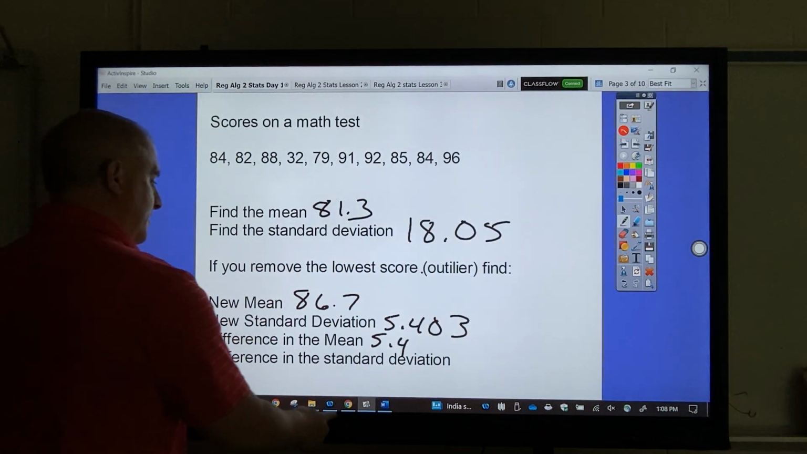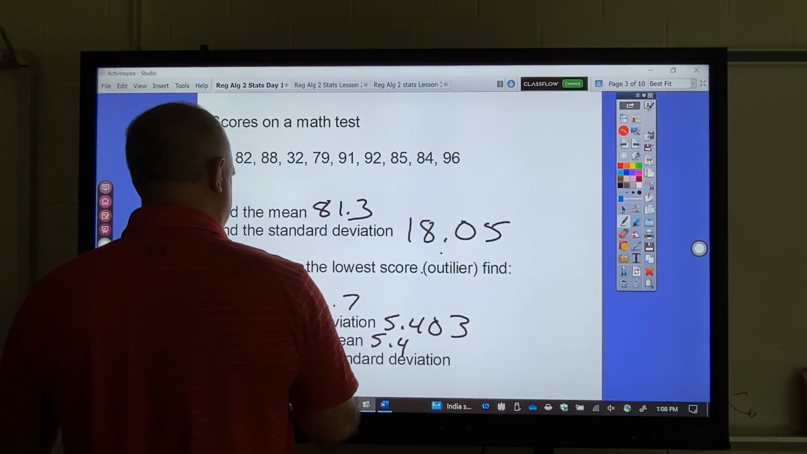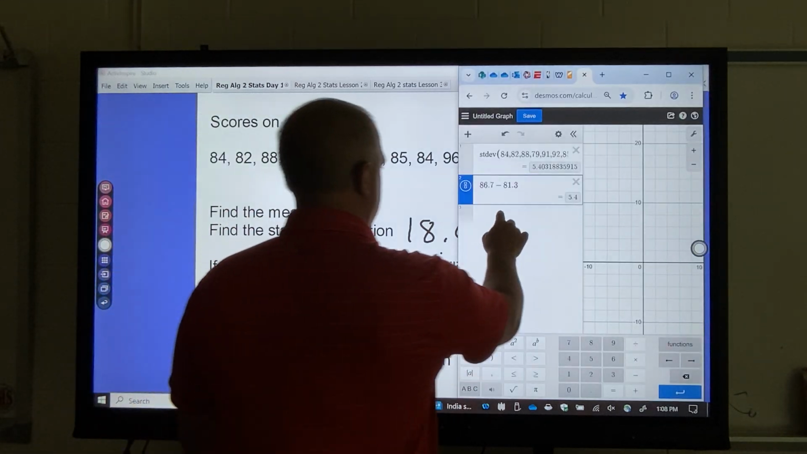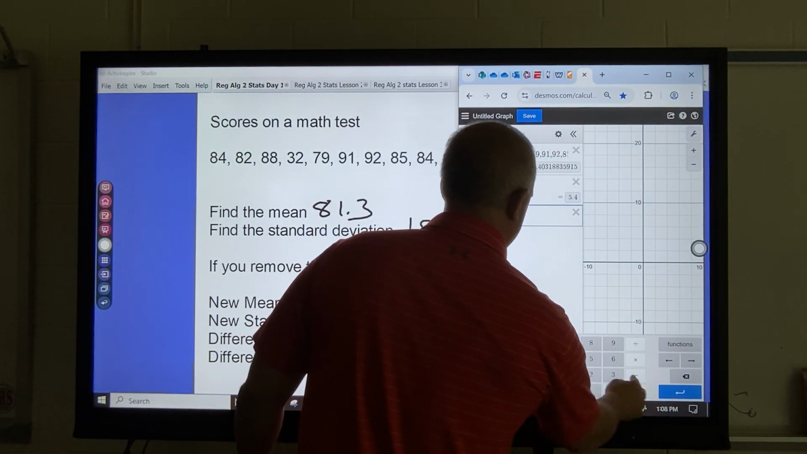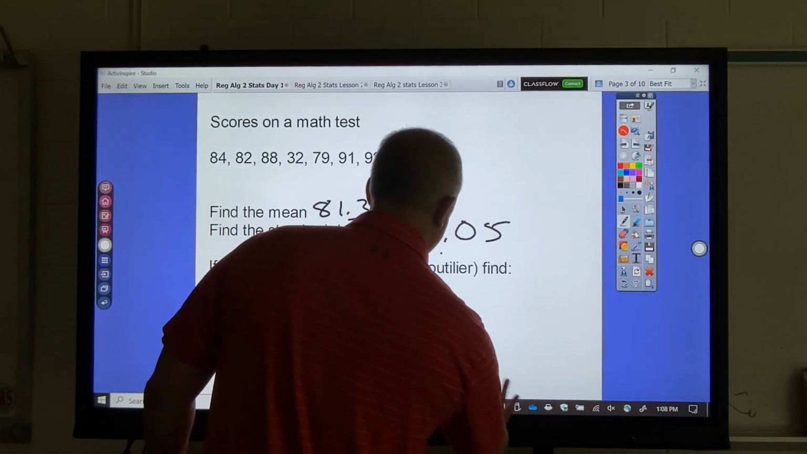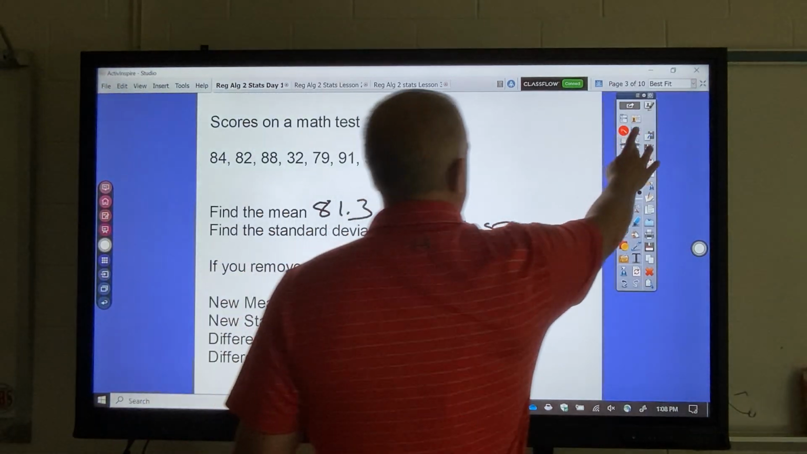What's the difference in the standard deviation? 18.05 and 5.40. 12.65. So by removing that lowest score, you got more consistency.